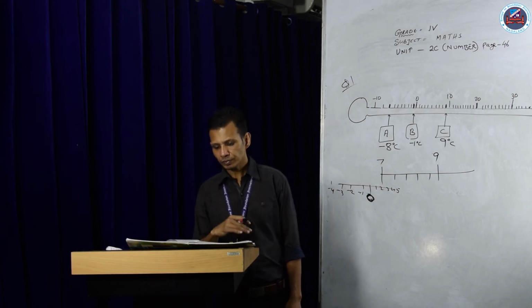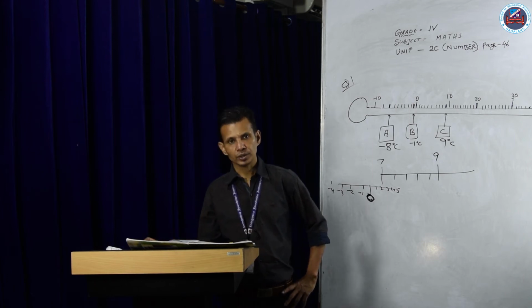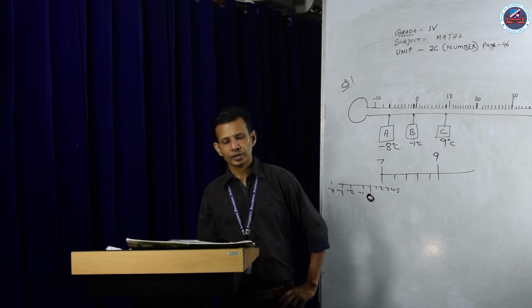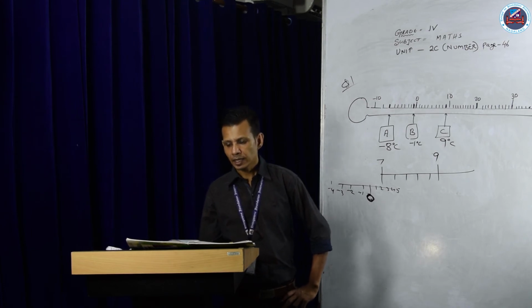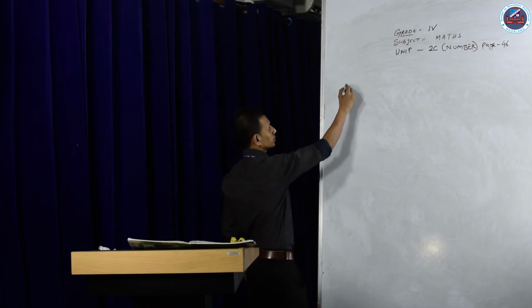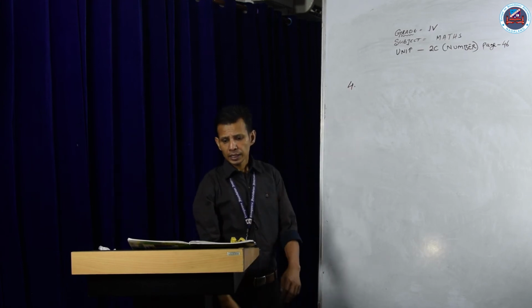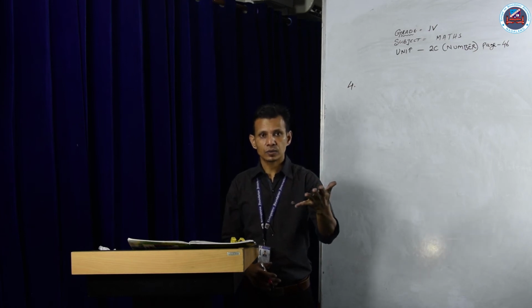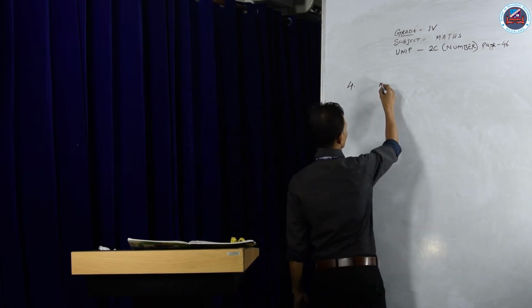Question number 4, let's do this. The temperature in England is 11 degrees Celsius, and the temperature in Ireland is 15 degrees Celsius colder. What is the temperature in Ireland? Okay, so question number 4. The temperature in England is 11 degrees Celsius. Solution.